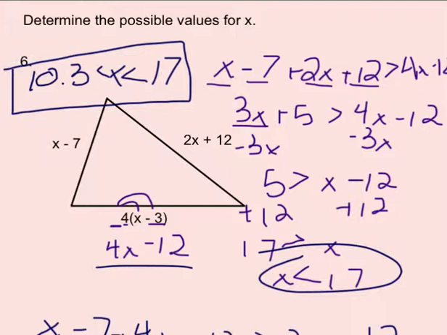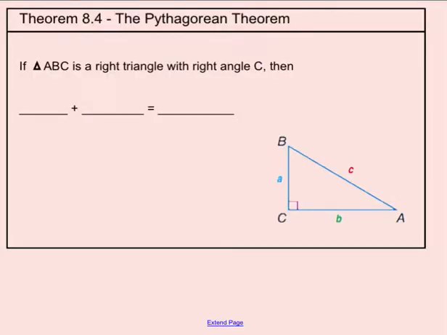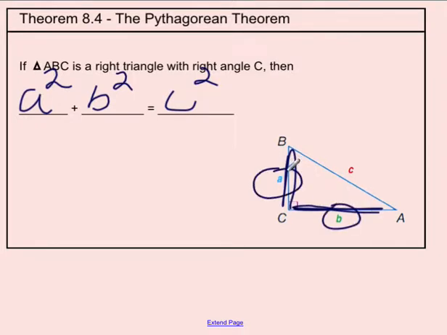So let's go ahead and take a look at the Pythagorean theorem. For the Pythagorean theorem, a squared plus b squared needs to equal c squared. a and b are always associated with the right angle. They always surround the right angle, and c always sits across from the right angle. Remember, c is called the hypotenuse.